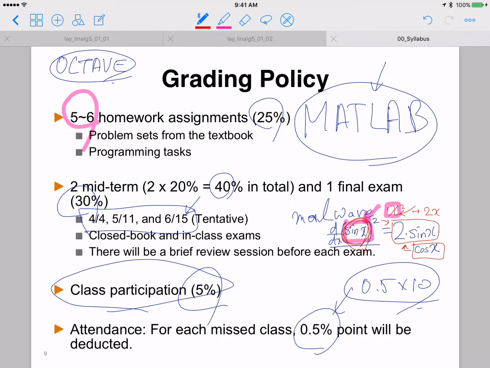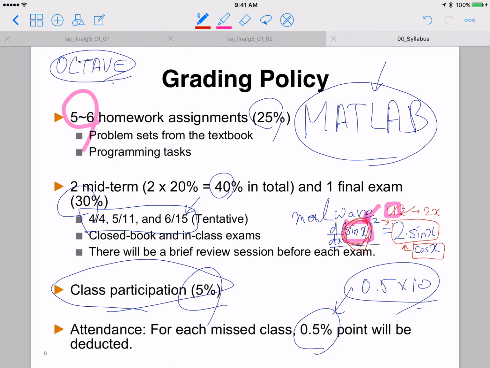But this is just a math course, so you may not have a good idea while studying this course about where to apply this technique.